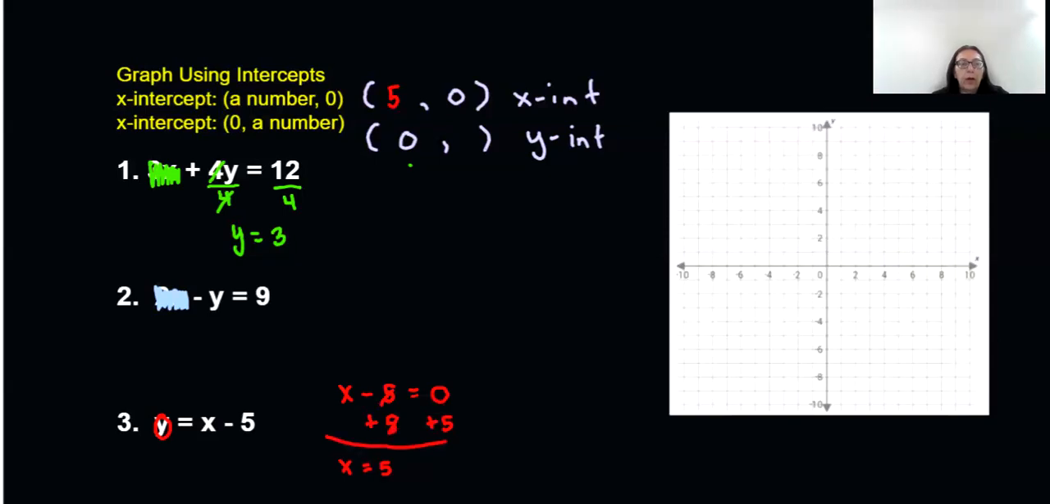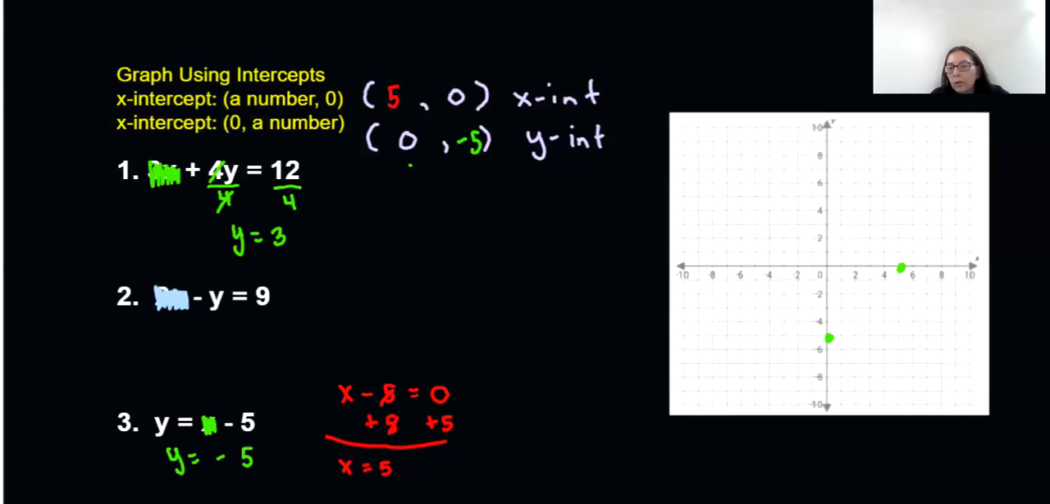Now to find the y-intercept, what do we have to do? We have to make x 0. So let's make x 0 right here. So we get y equals -5. Ooh, that was a quick one, wasn't it? So our x-intercept is 5. The y-intercept is -5. There we go.